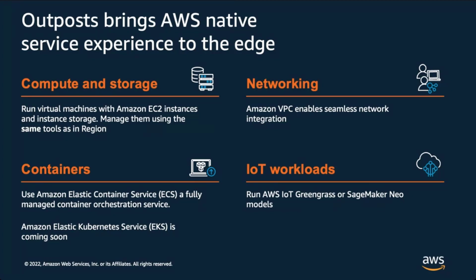And then you can run other things. So if you have IoT type workloads, you can use Greengrass. That can run on an Outpost server or rack. You can use SageMaker Neo, and that can also run on top of EC2 essentially. So you can do inference at the edge on an Outpost server or an Outpost rack.